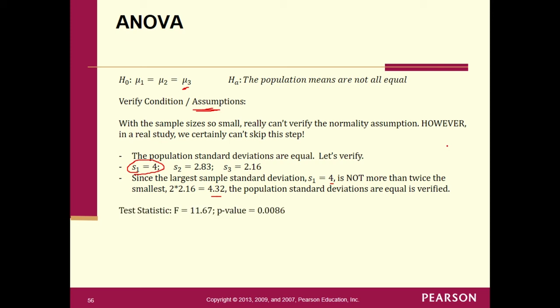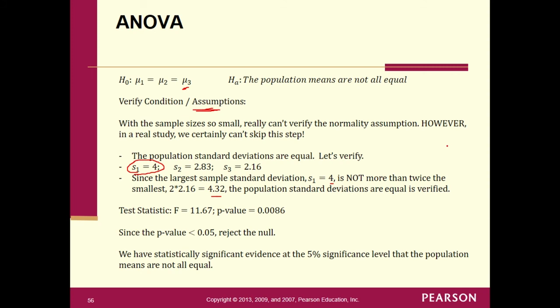We calculated the test statistic based upon the ANOVA and our p-value. So since the p-value is less than alpha, we're going to reject the null, like I said before. And we have statistically significant evidence at the 5% significance level that the population means are what? Not equal to one another. All right, they're not equal.